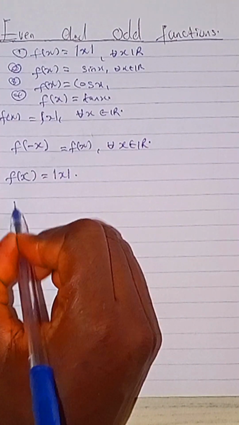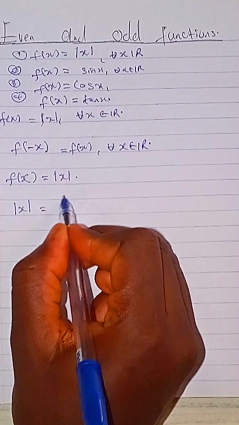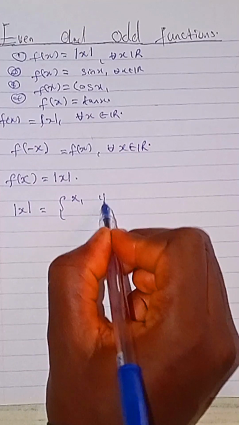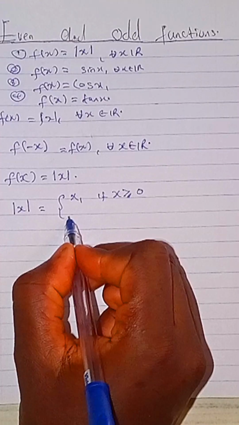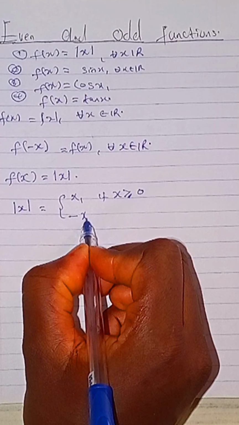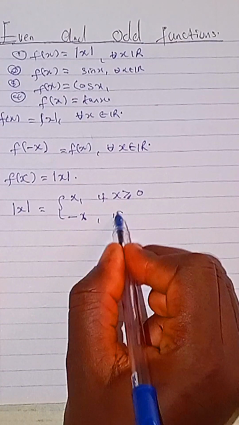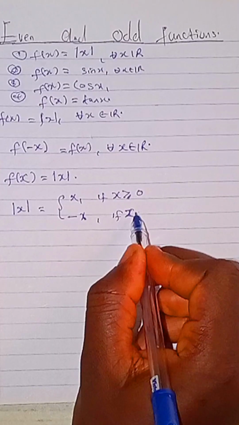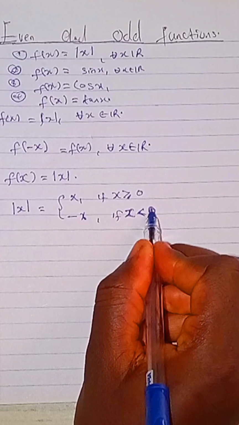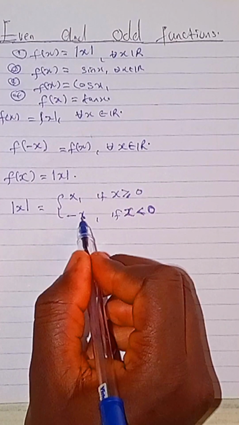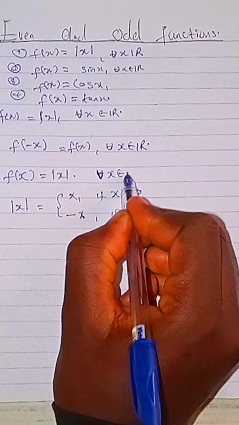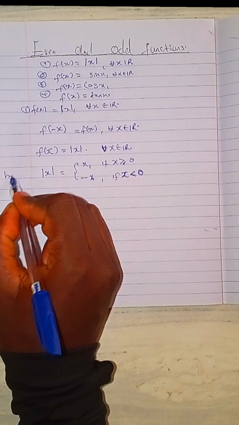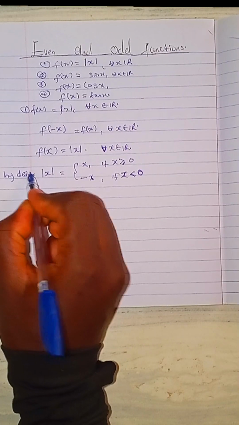By definition, absolute value of x is equal to x if x is greater than or equal to 0. It is minus x if x is less than 0. The value of x is minus x if x is less than 0. For all x in real numbers, this is how absolute value is defined.